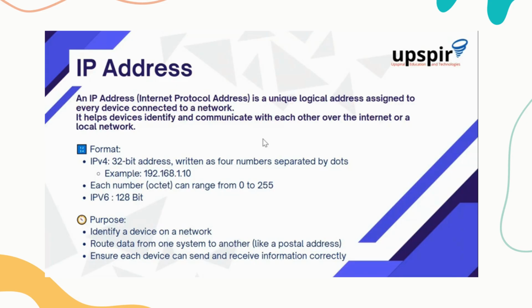IP address helps us to identify the device on the network and route the data from one system to another. It acts like a postal address, and ensures each device can send and receive information correctly. Okay, so these are the main roles.